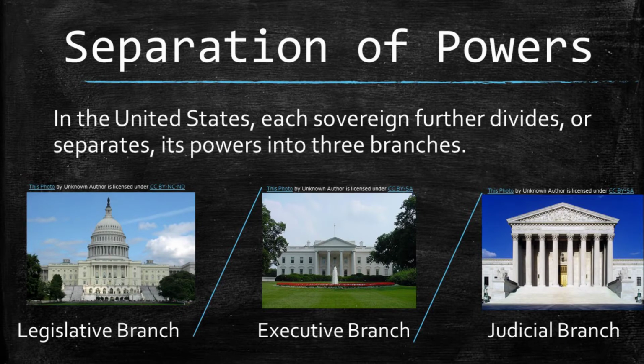The Constitution does this through the first three articles. The first article creates the legislative branch. The second article creates the executive branch. The third article creates the judicial branch.